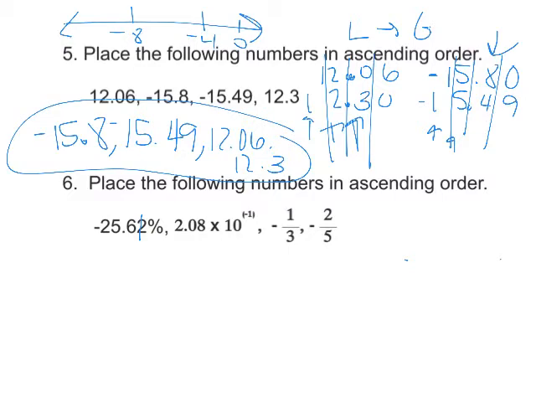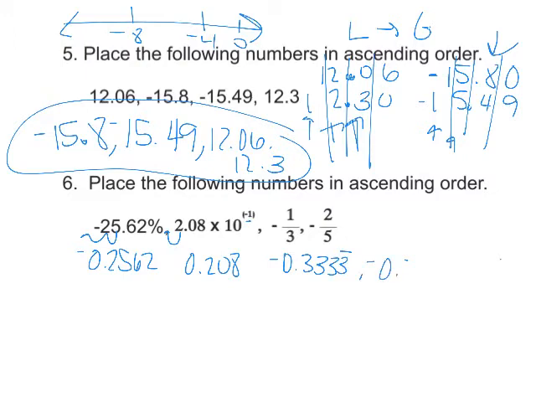This has a decimal in it, but it is not the decimal form. We've got to take the decimal point. You can either move it twice to the left or divide by 100. So we get negative 0.2562. Here, this negative 1 tells us we're moving 1 to the left, so that's 0.208. Negative 0.3 repeating. And then we've got negative 0.4. So we only have one positive, the other three are negative.